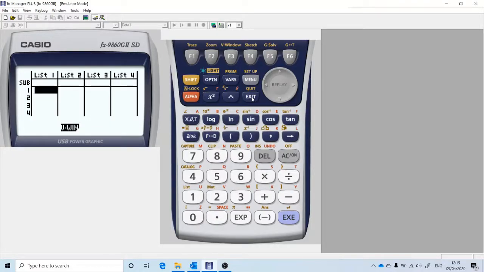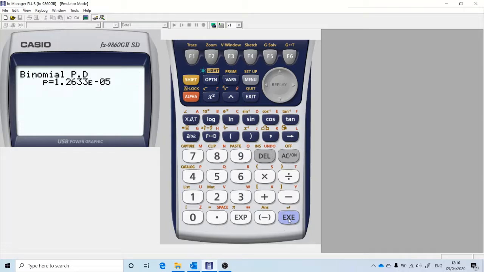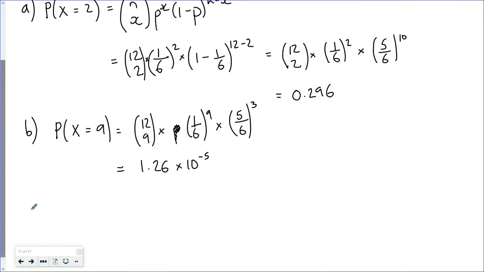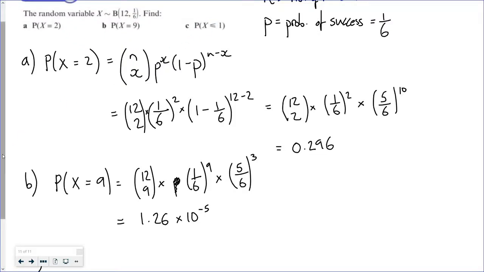Again, we could use our calculators to find this probability. Distribution, binomial, PD for a specific value of x, and just change x to 9, and that will give us the probability of having 9 successes, the probability of x being 9. And then in part C, we want to work out what's the probability of x being less than or equal to 1.